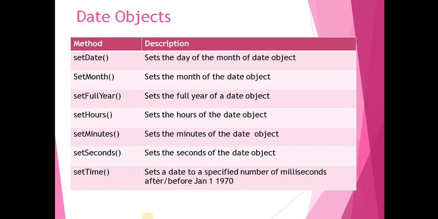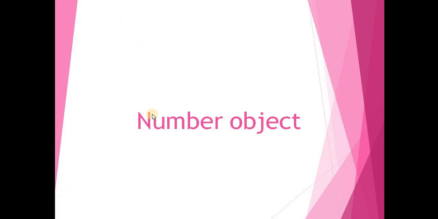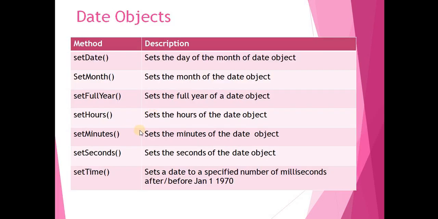Some more methods. setDate. It is going to set the date of the date object. setMonth. It is going to set the month of that date object. setFullYear. It is going to set the year of that date. setHours is going to set hours. setMinutes. It is going to set the minutes. setSeconds. It will set the seconds.